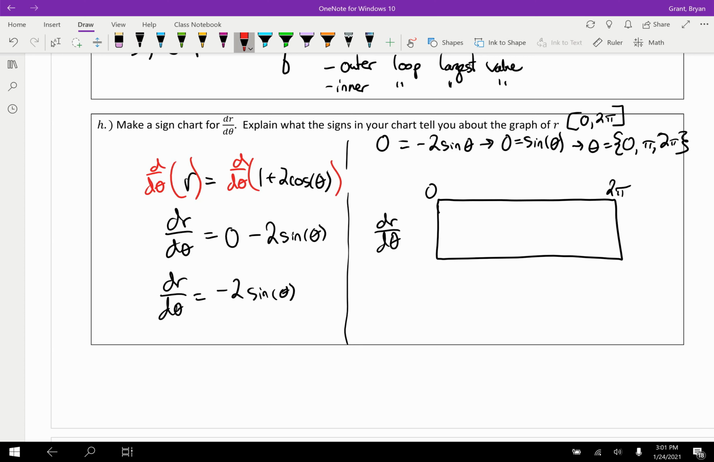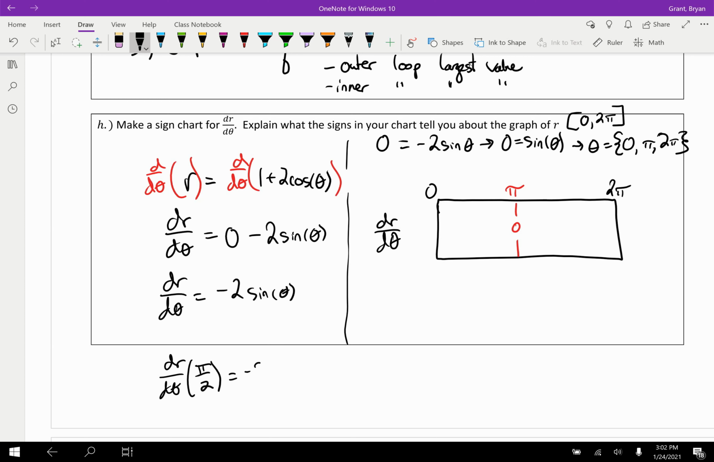We know there's really only one critical point. We don't call endpoints critical points, and 0 and 2 pi were critical points till they became the endpoints. We just have pi, which causes our derivative to be 0. And then I think we just need to test a few values, right? We need to look at our derivative and figure out what happens if we plug in something between 0 and pi.